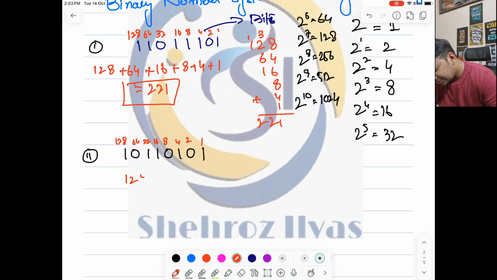Now we count which bits are on. 128 is on, 32 is on, 16 is on, 4 and 1.